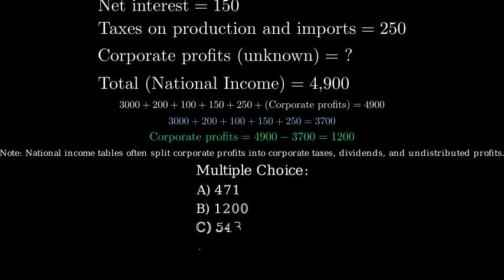Quick multiple choice check. Given the table above, corporate profits equal which of the following? Option A, 471, option B, 1,200, option C, 543, option D, 684. Which is correct? We highlight the correct answer. In our example, the correct choice is B, $1,200 billion.